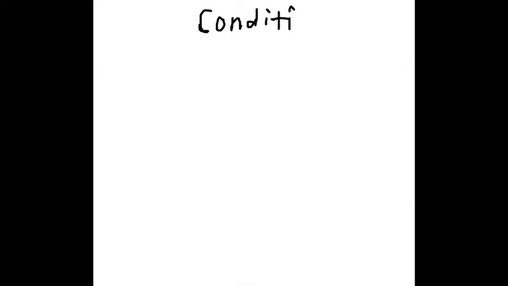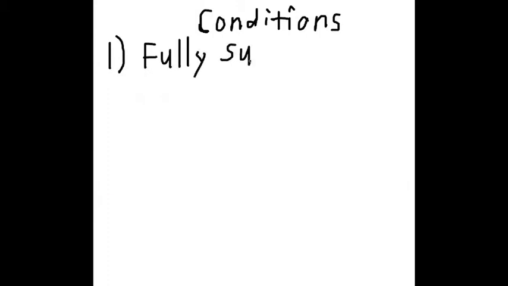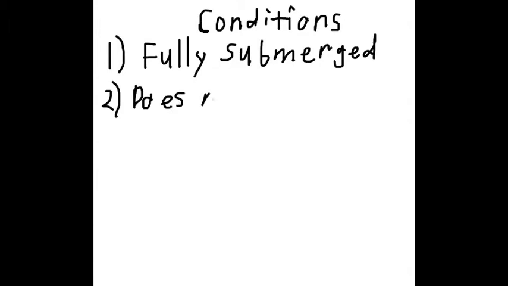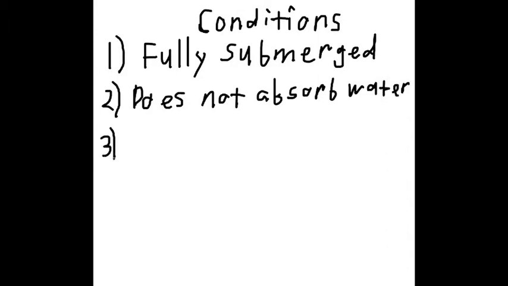The first of these conditions is that the object or objects must be fully submerged in the water. This is to ensure that all objects are contributing to the volume level of the water. Secondly, the object must not absorb water. This is for reasons a bit beyond the scope of this video, but essentially, the volume of the absorbed water may not be the same as that outside of the object.